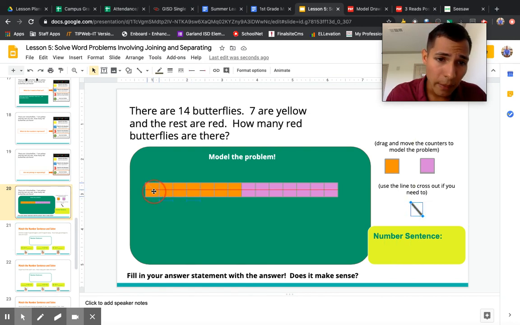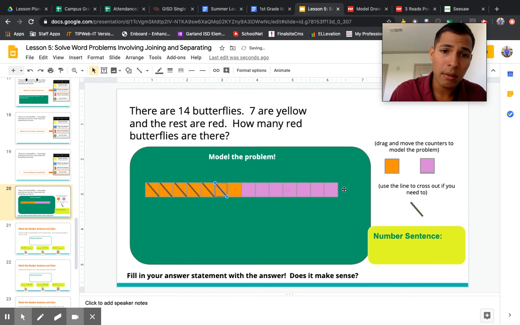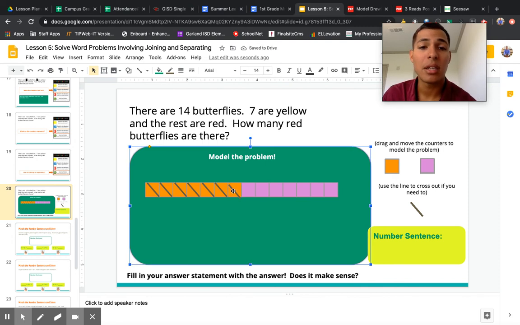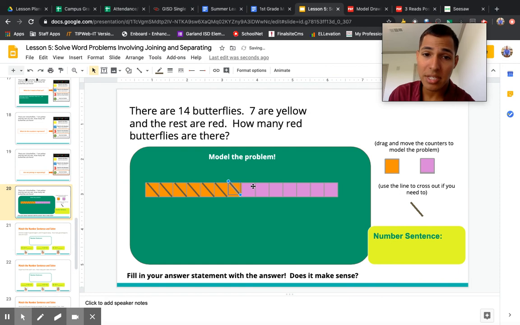So let's see, we got 1, 2, 3, 4, 5, 6, 7. Just like that. 7, right? We have 7 yellow. The rest of them are red. The rest of these guys are red.